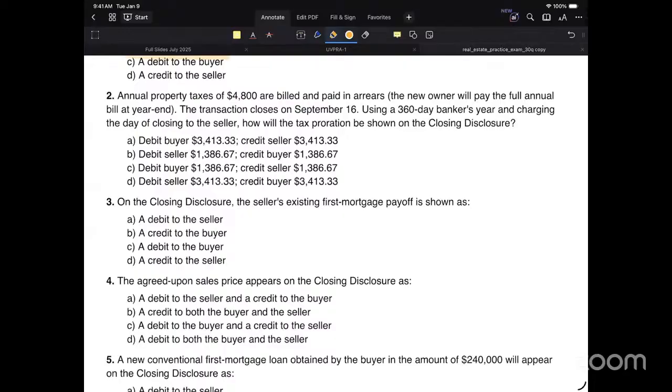Annual property taxes of $4,800 are billed and paid in arrears. The new owner will pay the full amount of the bill at year end. The transaction closes September 16th. Using a 360-day banker's year and charging the day of closing to the seller, how will the tax proration be shown on the closing disclosure?